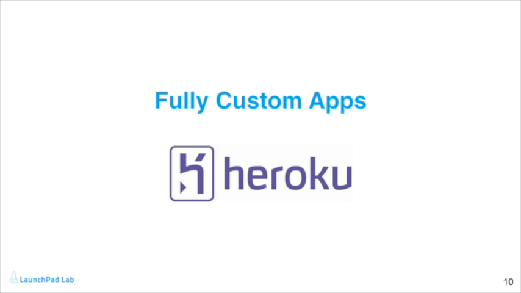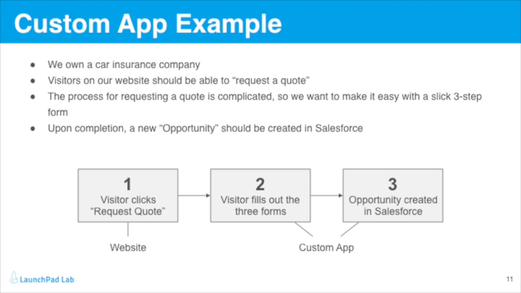And when we talk about custom apps, I want to give an example just to help you think about what we mean by custom app. Basically, imagine that you're a car insurance company, and we want our visitors on our website to be able to request a quote to be able to get car insurance. So this is similar to if you were to go through Geico's website and request a quote.